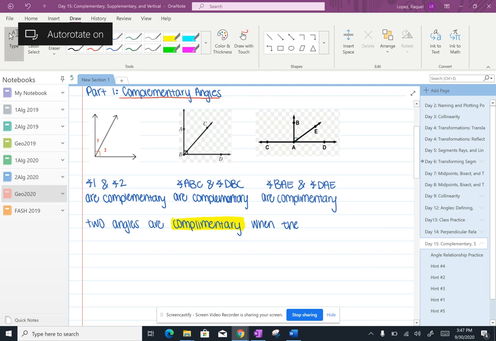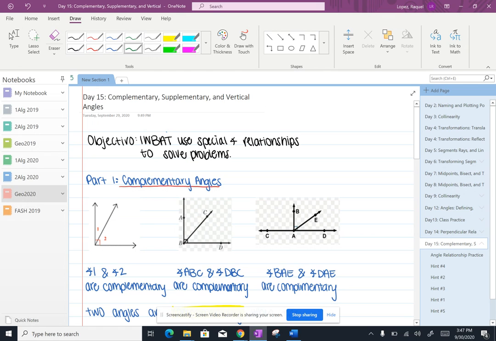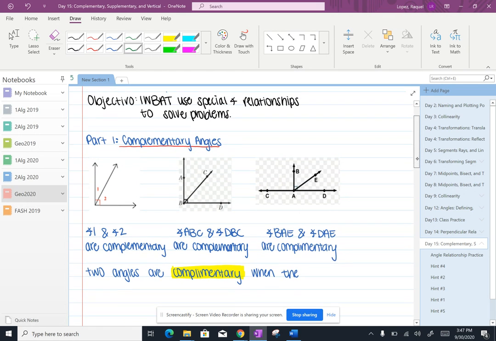Okay guys, welcome back to geometry. In this video, we will be talking about complementary, supplementary, and vertical angles. As always, if you need to, pause the video to take any notes or draw any diagrams that you may need to. So let's start talking about complementary angles.